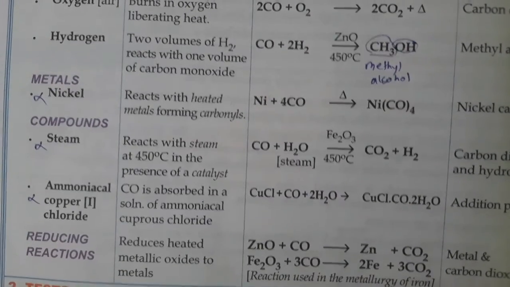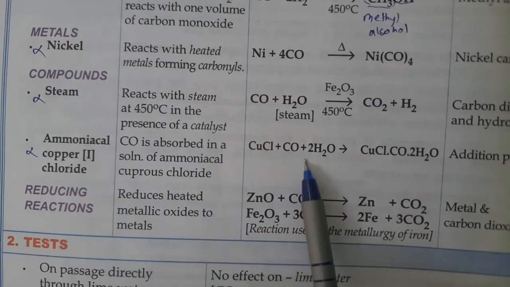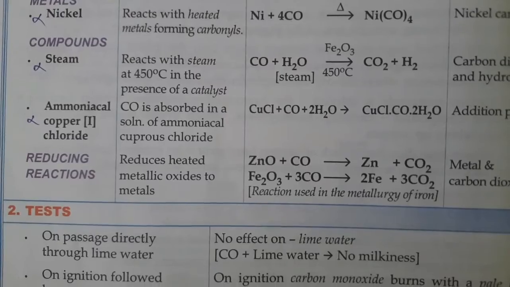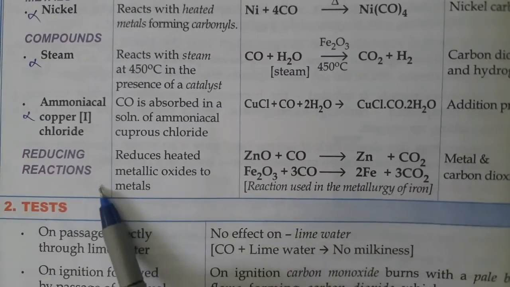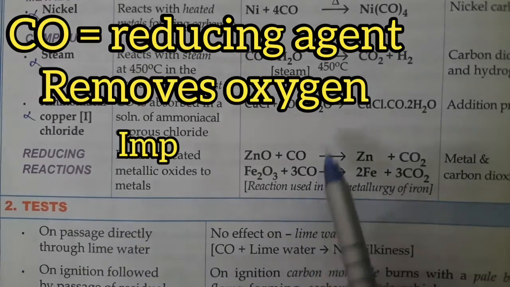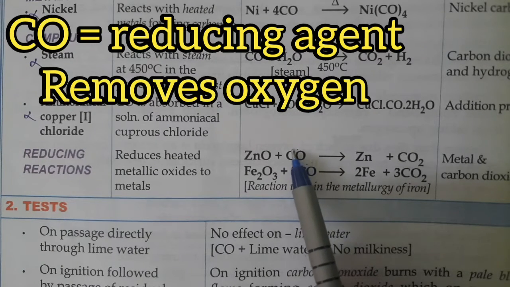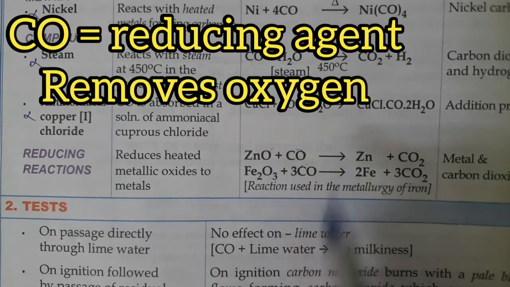The reaction with steam, the reaction with ammonical chloride, no need to go through them, not required. Now this is a little bit important. Do remember in chemistry, carbon monoxide acts as a reducing agent. Since it is a reducing agent, its job is to remove oxygen from the compound. So it removes oxygen from here.